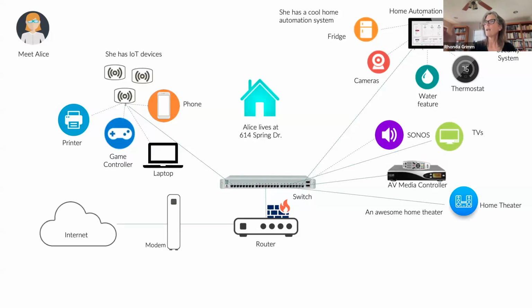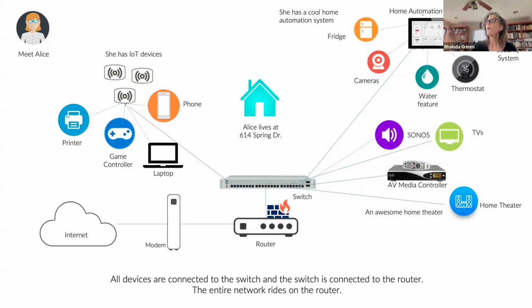Then everything from the switch plugs into the router. The router plugs into the modem, out to the internet. So all devices are connected to the switch, and the switch is connected to the router. As you can see, the entire network rides on the router.